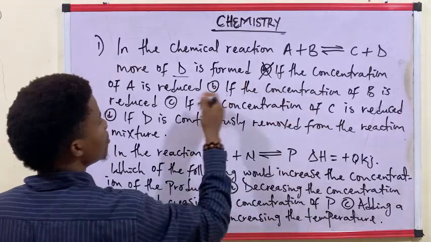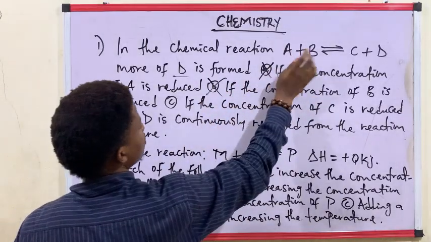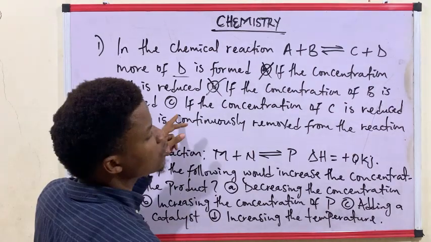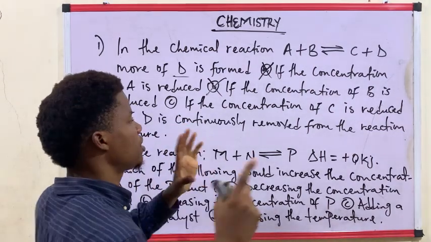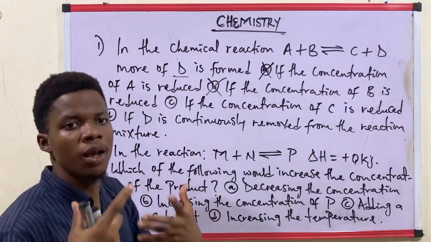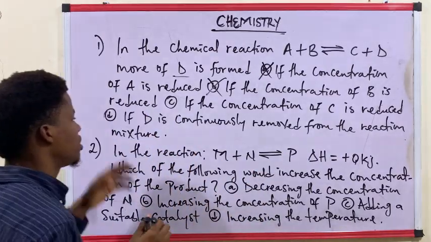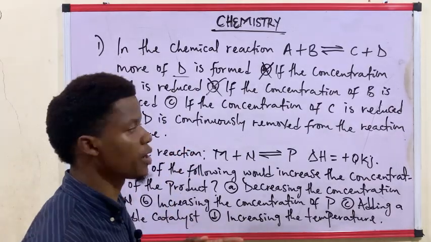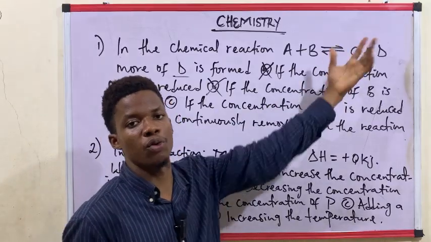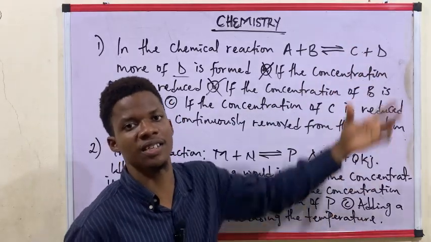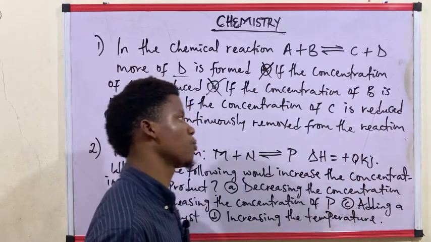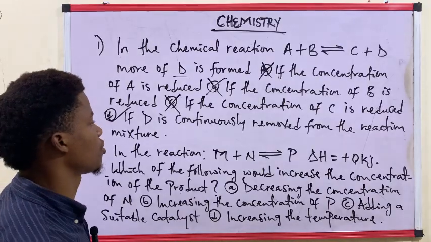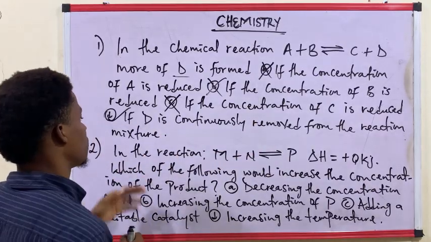B, if the concentration of B is reduced, B is out too. Now C, if the concentration of C is reduced, this would have been correct. But option D is a more accurate answer: if D is continuously removed from the reaction mixture, that is correct. As D is being formed, if you remove it, its concentration is reduced. If you are removing D as it's being formed, more of D will be formed. So the most accurate option is D.